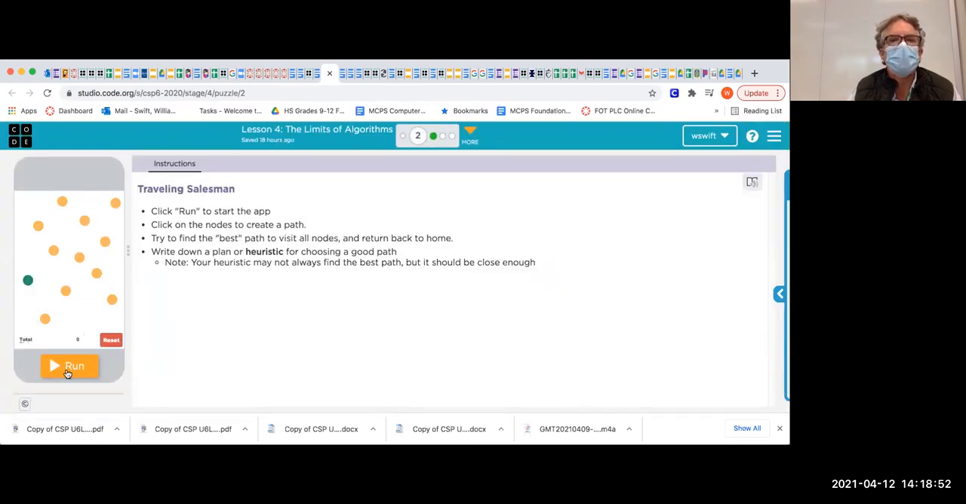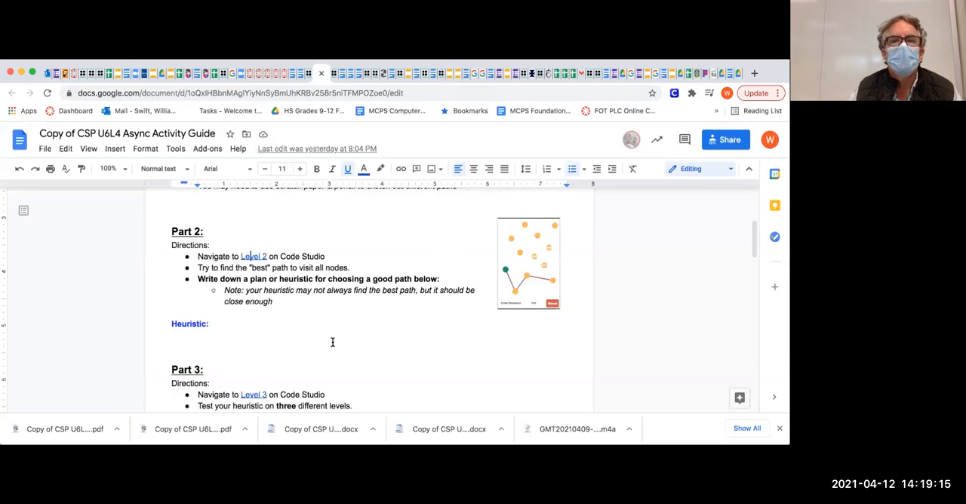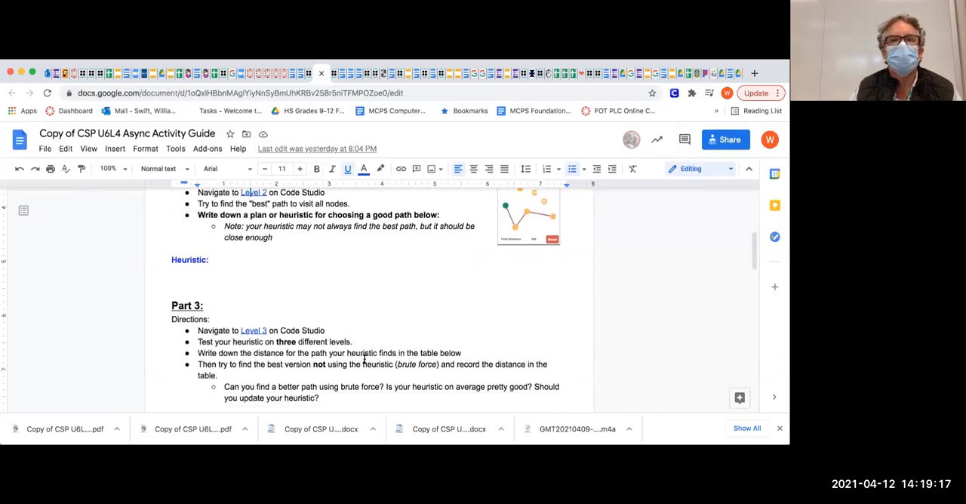And here is your app. Click run to start the app, click the nodes to create a path. Try and find the best path to visit all the nodes and return back home. Write down a plan or heuristic for choosing a good path. Note, your heuristic may not always find the best path, but it should be close enough. Let's read what 3 is for the moment.